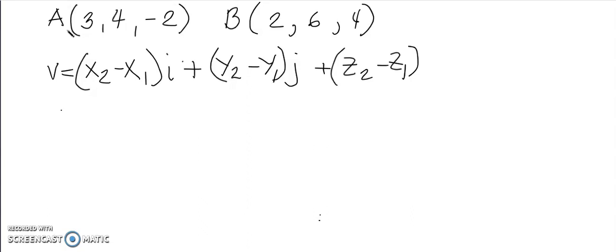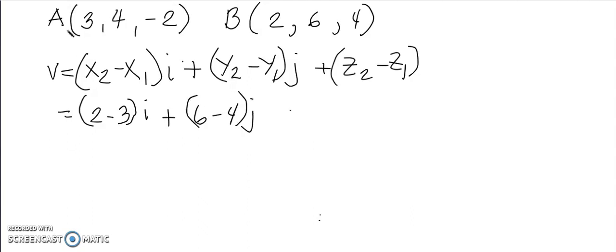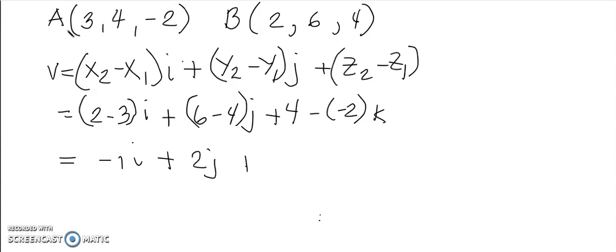So therefore we have 2 minus 3 times i, plus 6 minus 4 times j, plus 4 minus negative 2, represented as k. So therefore we have negative 1i plus 2j plus 6k. So that's it. That's the vector AB. Thank you so much.